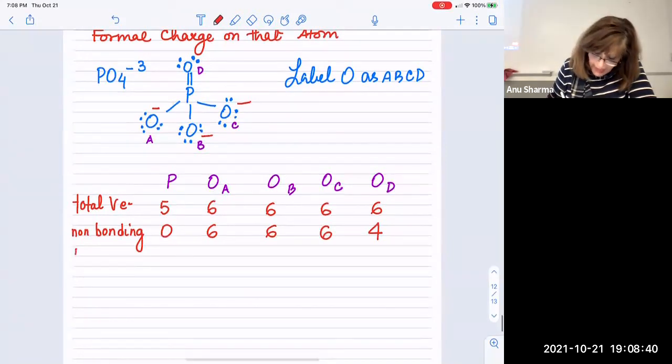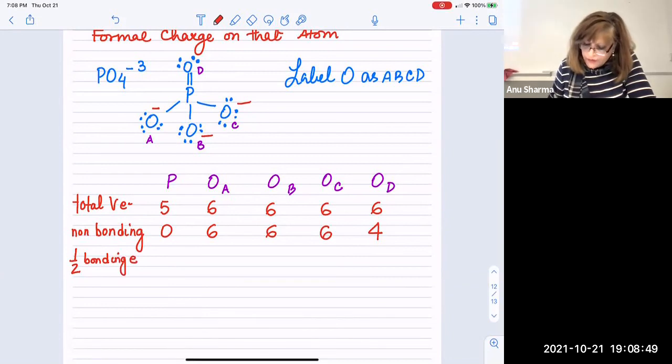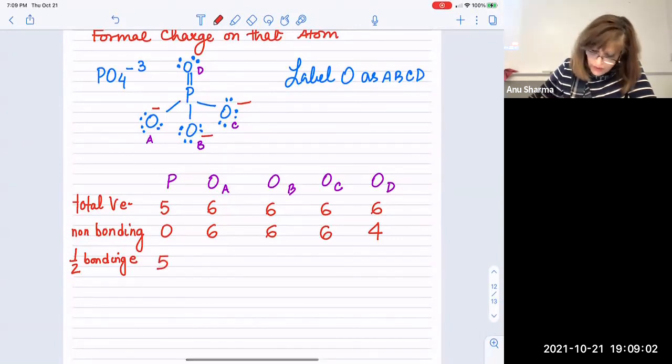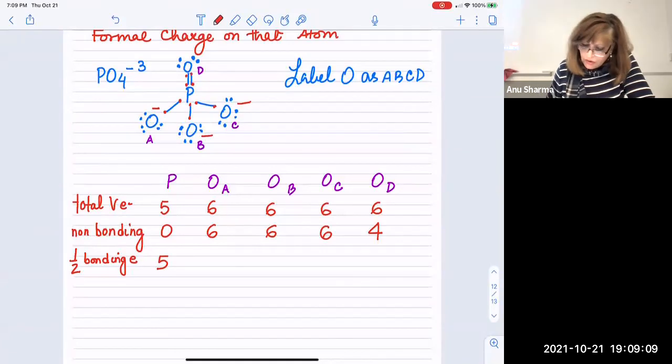Then comes half the number of bonding electrons. So in the case of the first one, phosphorus is how much? 1, 2, 3, 4, 5, 6, 7, 8, 9, 10. So phosphorus has 5. Half the number of bonded would be just 1 electron that's being shared. So you're just using that one. Oxygen A is only 1.